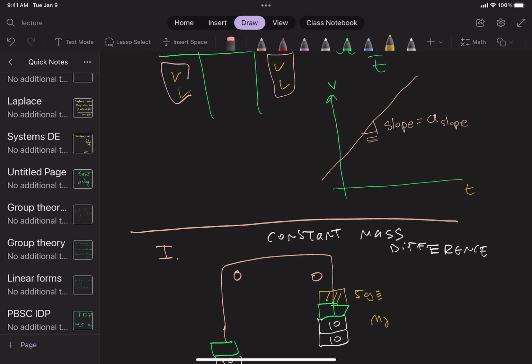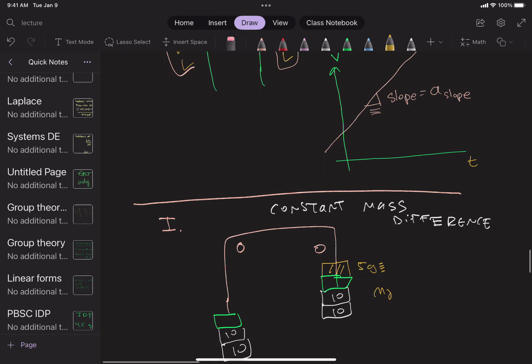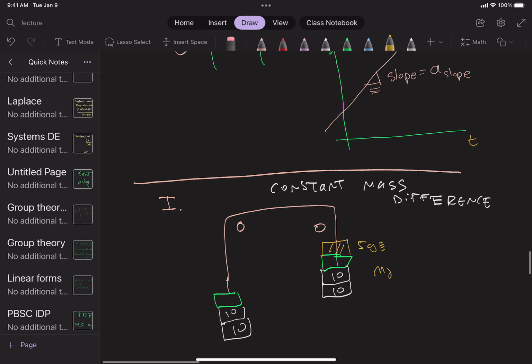So that completes the explanation for today's Atwood's lab. Now you can watch the actual instructions for today's lab.